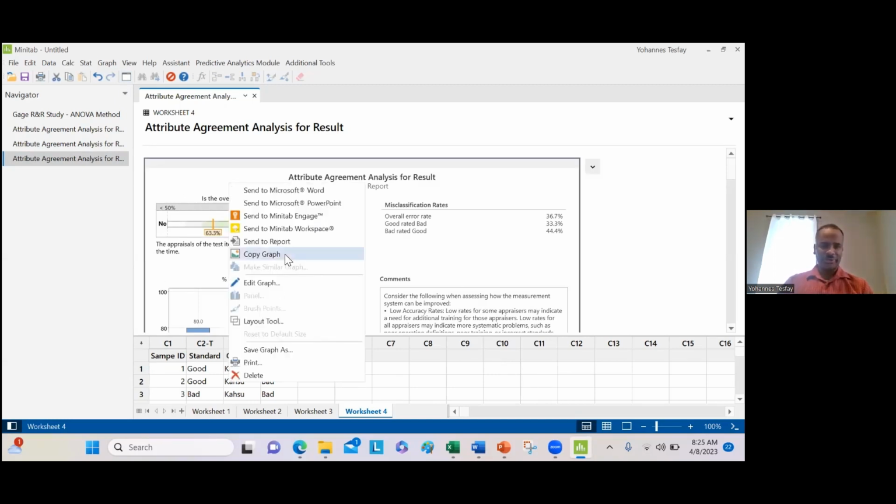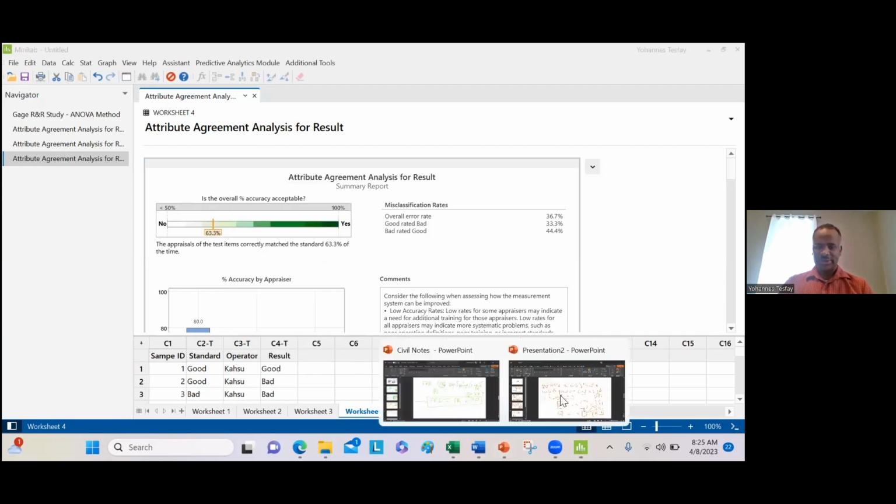This is the attributes gauge render result.